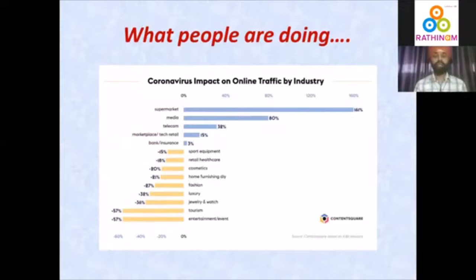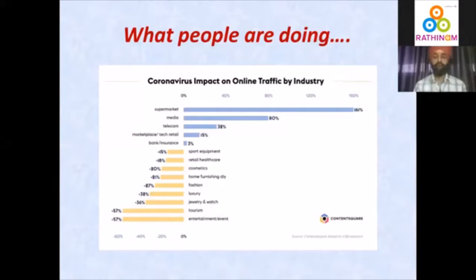Now, the largest growth was in the supermarket. Online supermarkets, 161% growth. You were not going out to buy foods and vegetables and fruits. You were getting it online. You were getting it home, especially in the large populated cities.